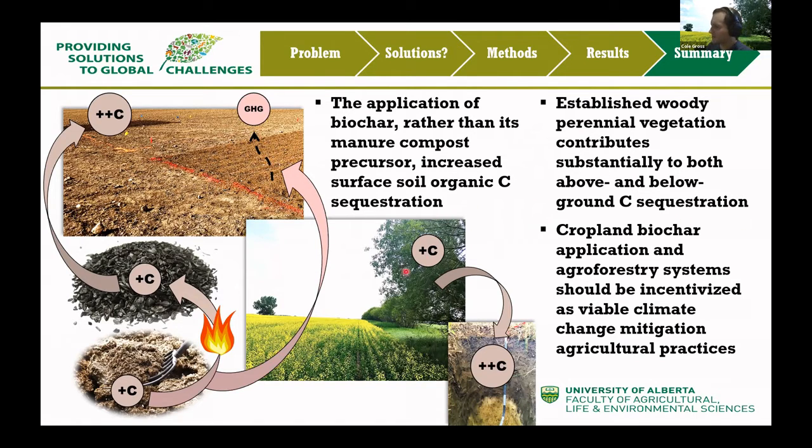Established woody perennial vegetation contributes substantially to both above and below ground carbon sequestration. Cropland biochar application and agroforestry systems should be incentivized as viable climate change mitigation agricultural practices.